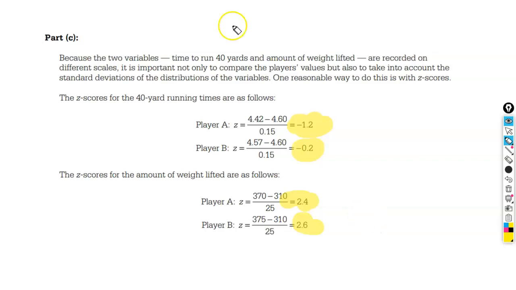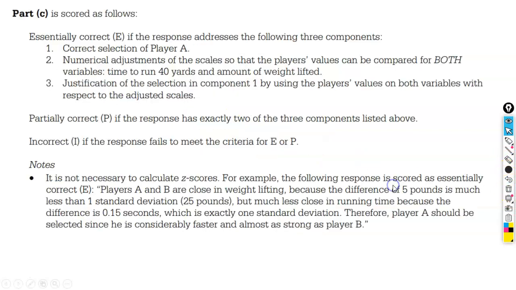So the correct answer is you would select player A. Okay? Because they are 1 standard deviation better at speed and only 0.2 standard deviations less in strength. Okay, so they're almost as strong, but they're a lot faster. How would we grade this?